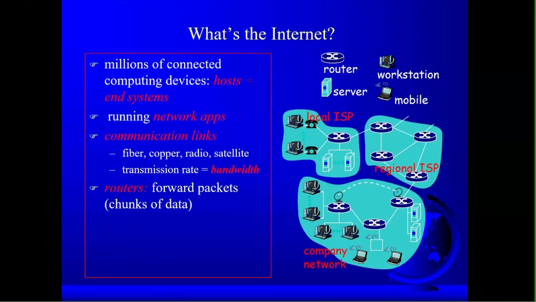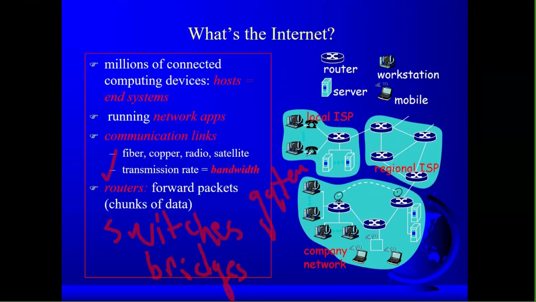Of course, we have routers that forward packets. We'll talk about the job of routers, switches, bridges, gateways, okay? Hubs. All these are devices. We're going to have a whole chapter on this. All these are devices that we will use later on.